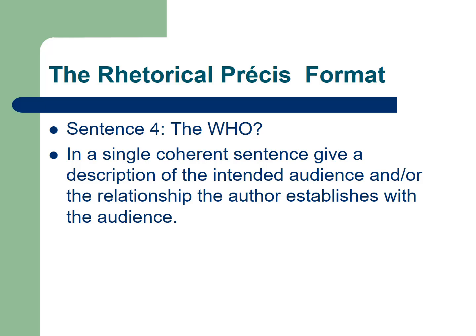The final sentence of a rhetorical précis is the who, the intended audience, both immediate and secondary audience. In a single coherent sentence, give a description of the intended audience and/or the relationship the author establishes with the audience. I want you to think about a speech. When we give a speech, there's an immediate audience in the room. But let's say that there's a transcript of that speech.